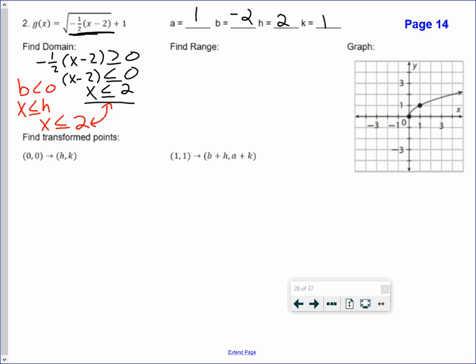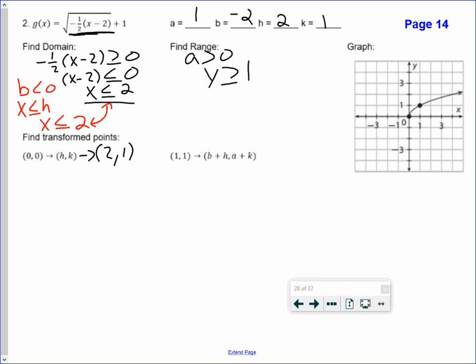For your range, we see that our a is a positive number. It's greater than 0. So our range will be greater than or equal to our k term of 1. If a is positive, that means we didn't reflect it over the x-axis, so we're still increasing, going upwards. So we have our domain and we have our range. Let's go ahead and find our transform points. 0, 0 goes to h, k, which gives us 2, 1. Our h is 2 and our k is 1.